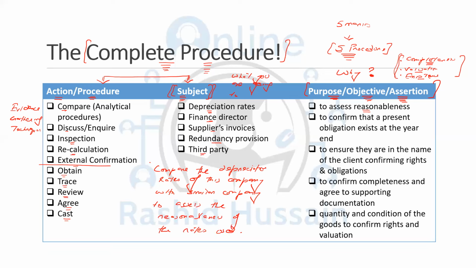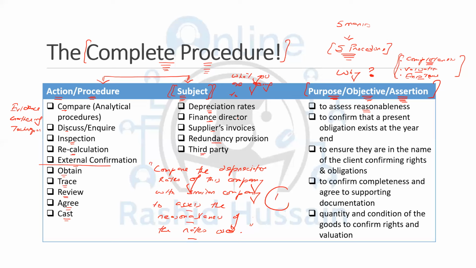Now this is the complete procedure, and this will earn you 1 complete mark. But if you compare the depreciation rate of this company with similar company, this does not give the complete meaning. Why you are doing that? Because to assess the reasonableness of the rates used.